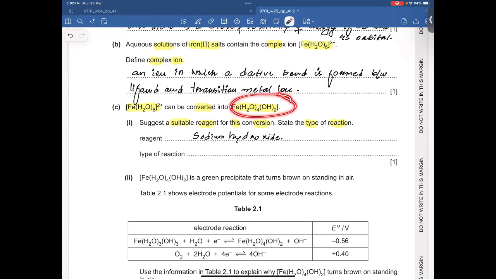Formation of this compound indicates that aqueous iron 2 ions need to react with NaOH. For this particular reaction, we can say it's a precipitation reaction or also called an acid-base reaction. So acid-base or precipitation, both are acceptable.